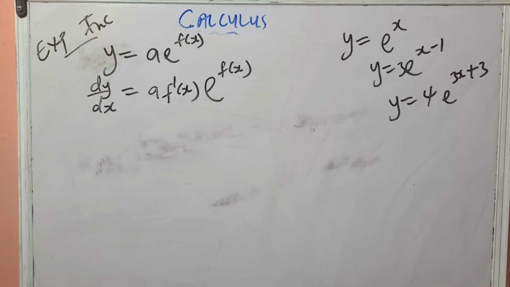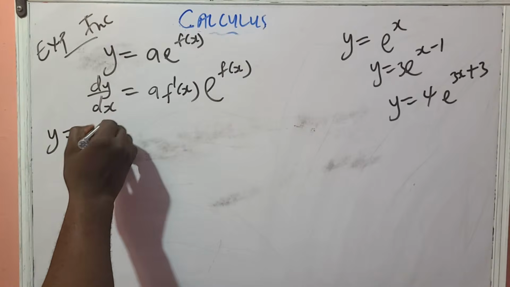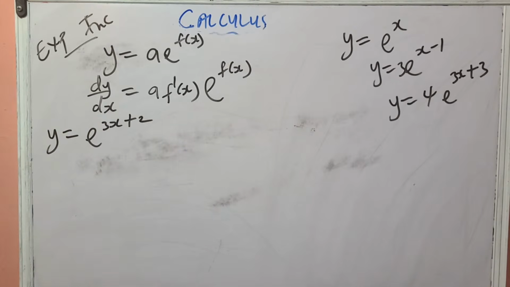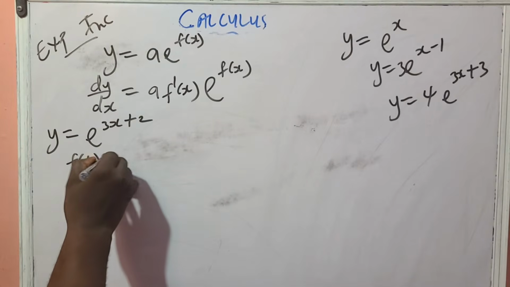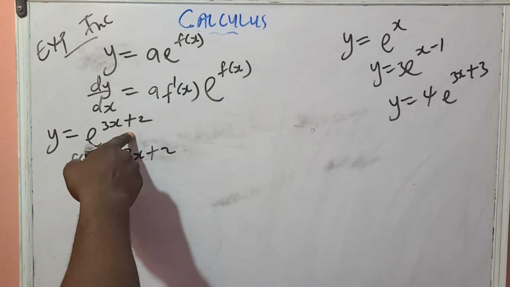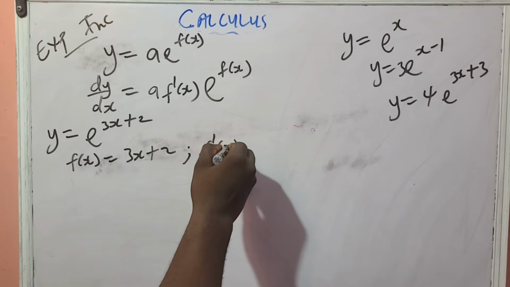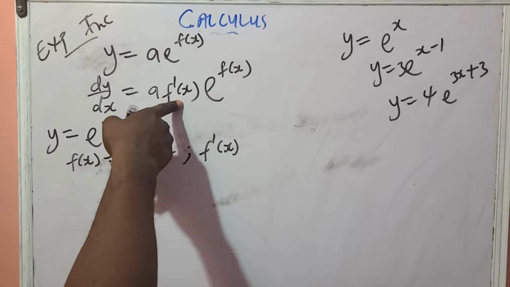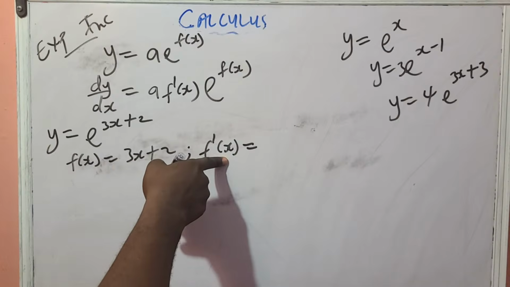Look at this first example, how simple this is. We have y equals e raised to power 3x plus 2. Look at the whole thing. Number 1, identify what your f of x is here. Your f of x here is 3x plus 2. So you have identified that your f of x, which is the power of the exponential, is 3x plus 2. Go on now and find the differentiation of that f of x. That's the f prime of x, which is the differentiation of this with respect to x.